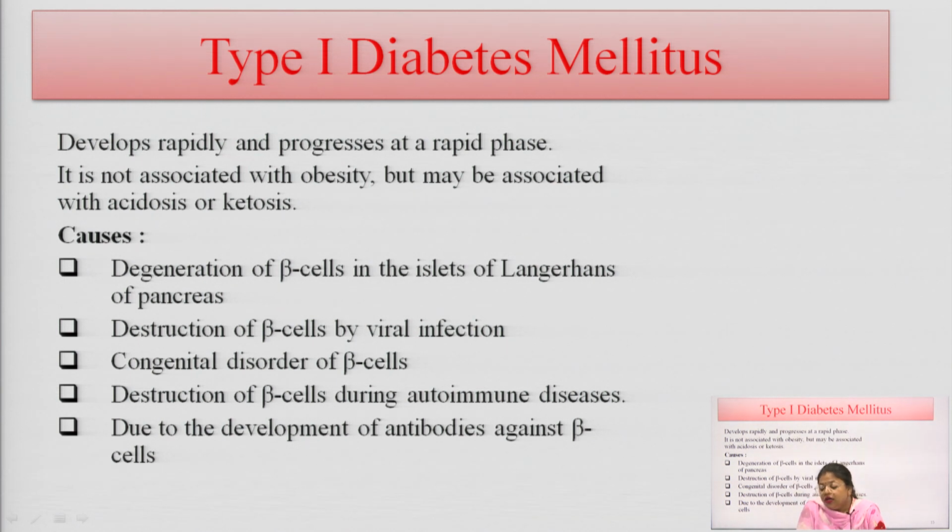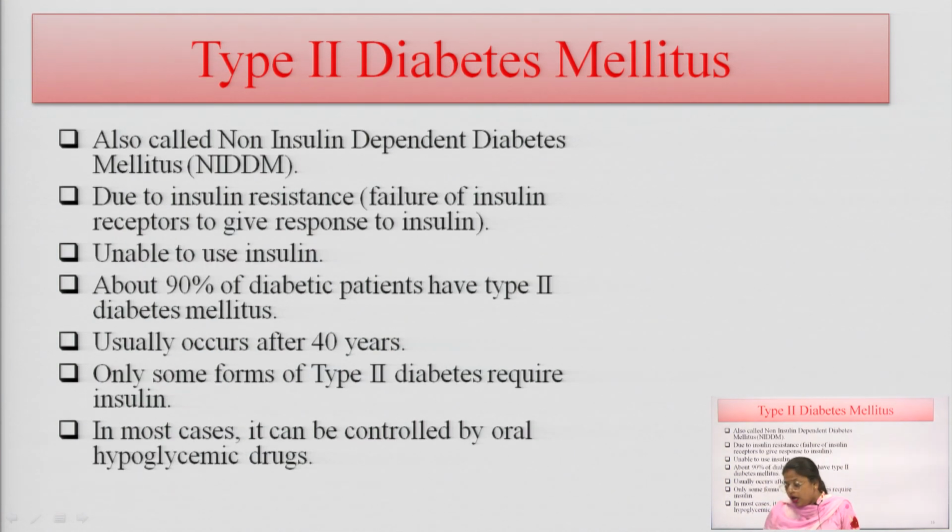There can be destruction of beta cells in an autoimmune disorder, any genetic disorder, or any viral infection. Any of these is responsible for the destruction of beta cells, or antibodies are produced against these beta cells, which are responsible for not releasing insulin from the pancreas. And the next one is type 2 diabetes mellitus.